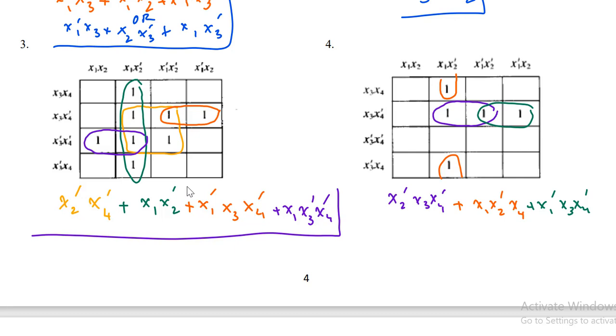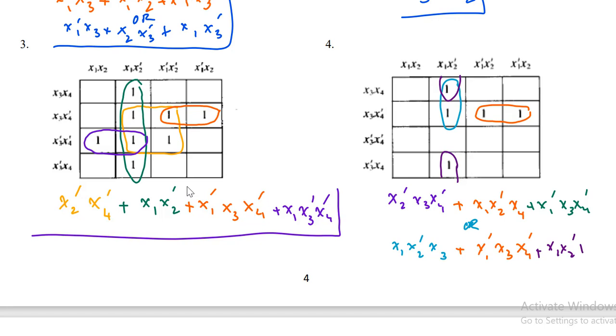Let me erase everything. So what we could do is I could group these two together, and this way I have x1, x2 not, and then x3. And I could group these two together, and I will have x1 not, x3, x4 not. And then this last one can be grouped with this one here. And this way I could have x1, x2 not, x4. So we have more than one method of grouping the ones.